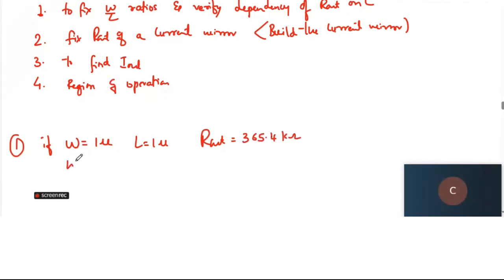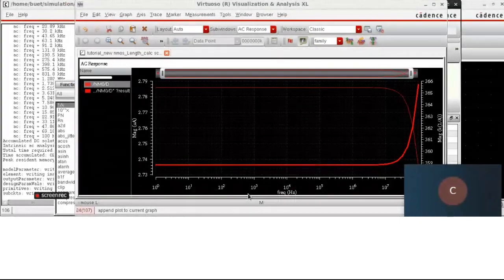Now what happens if W is 10 micro, L is 10 micro? Maybe I'll just take up one more, 5 and 5. I'm just trying to give you a fair idea that a ratio of 1 for various values of W and L doesn't mean that your R will also have a similar value.